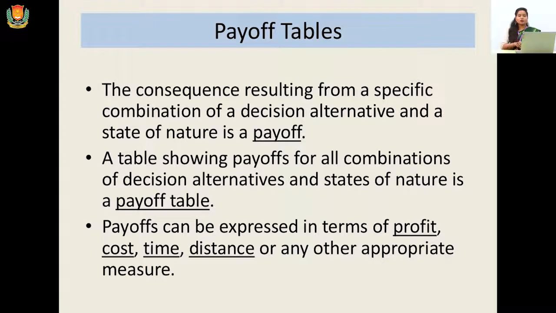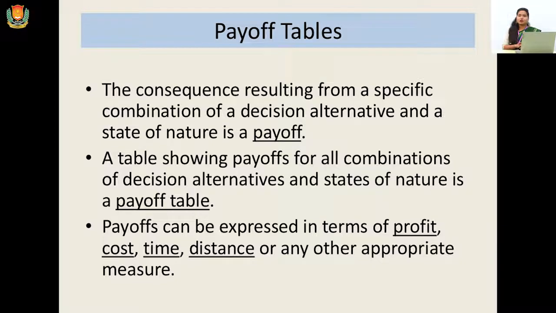So particularly for calculating the payoff results, we need to calculate payoff tables, and these payoff tables are basically the results of a specific combination of decision alternatives. Whatever the combination, a payoff table is going to show you the decision alternatives in the case of each state of nature, right?